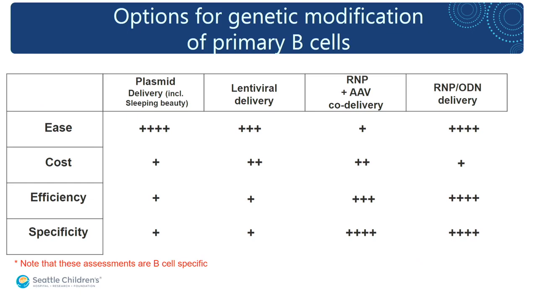So when we first thought about this, we thought about different delivery methods. And one of the things about B cells is they're very difficult to virally transduce. And we also knew that if you deliver DNA as a plasmid, it essentially kills all the cells because it turns on the innate DNA sensing machinery. So we focused all of our work on either using RNP plus AAV co-delivery or RNP plus ODN delivery. And I'll show you a little bit of this, and mostly this kind of data.